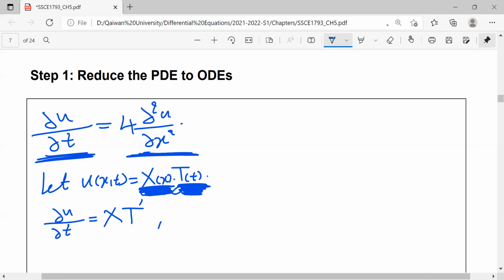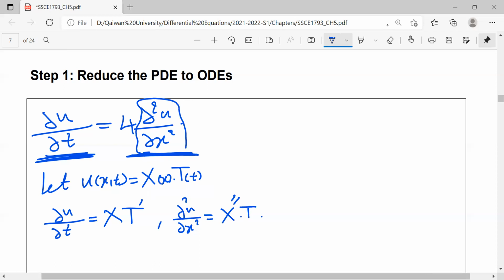And the second partial derivative of u with respect to x: we take two derivatives of this function with respect to x. When we take the derivative with respect to x, T is a constant, and we have only X of x. We find the derivative of X of x with respect to x twice. So partial squared u by partial x squared equals X double prime times T.